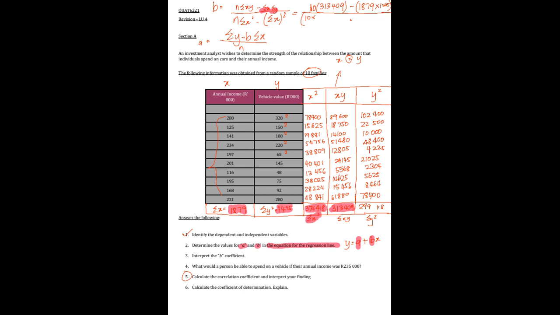So this is 376,418. So here you're going to say 10 times 376,418. And then it's minus. And if you look at this, it says to you the sum of x, then squared. Now this is different, and I'm going to highlight it in the formula. This sum of x squared is different from this sum of x squared.